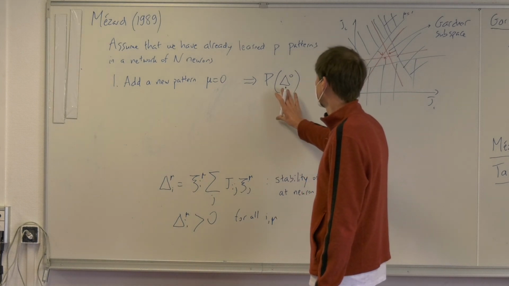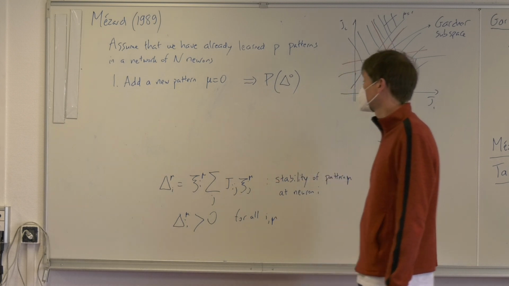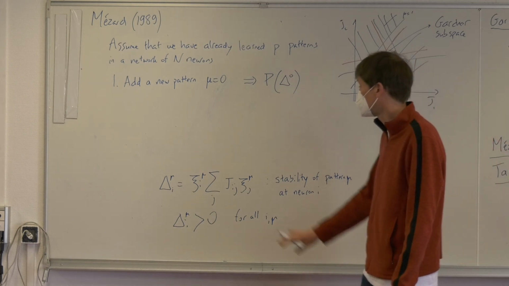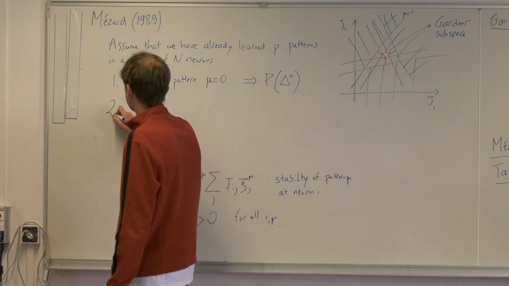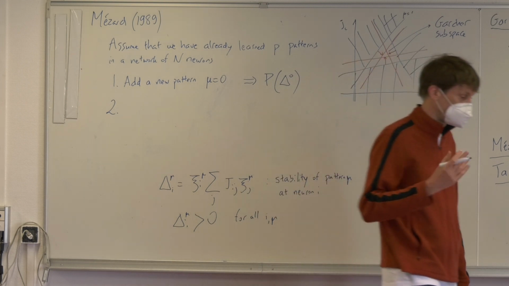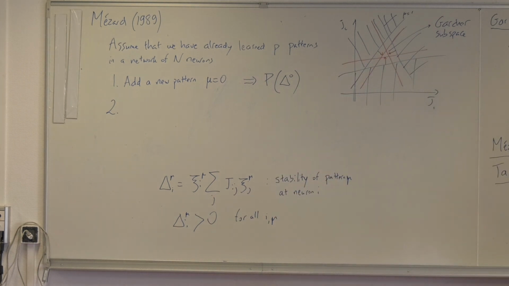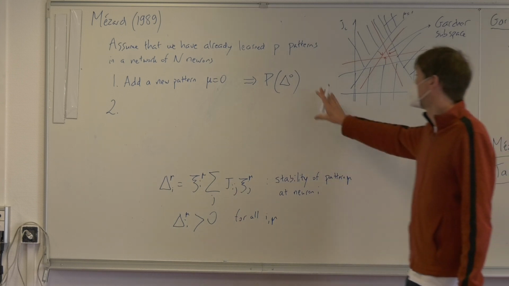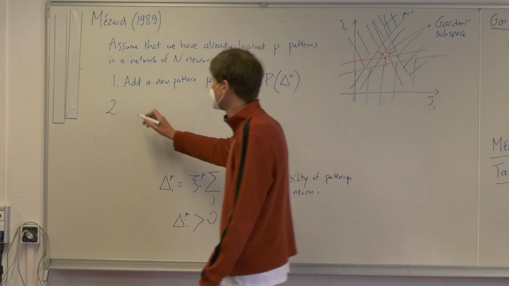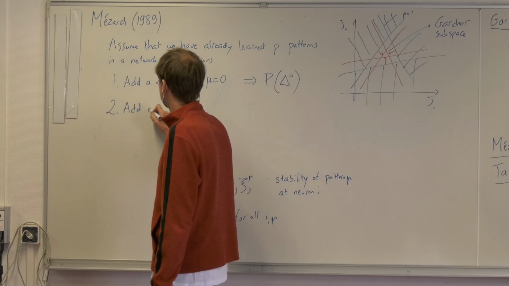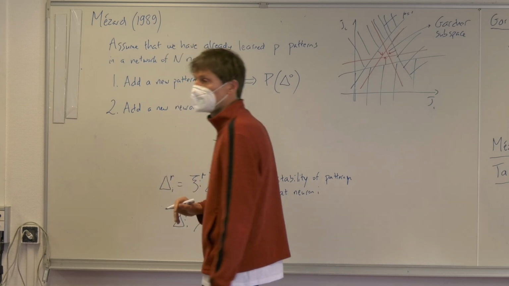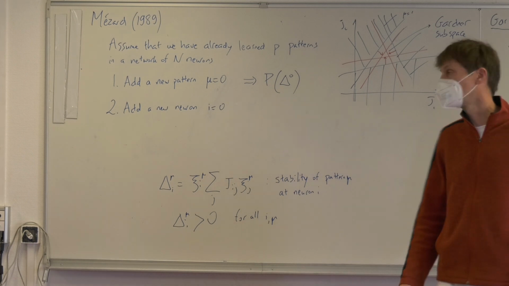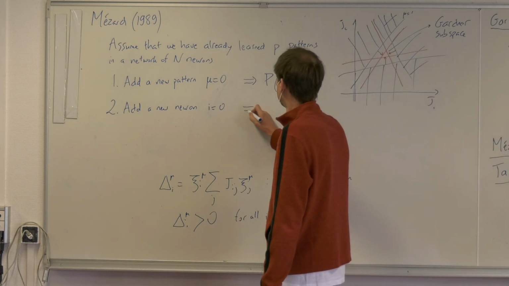Okay. However, we'll see that the distribution of stabilities depends on the synaptic weights. Okay, and so we now need to compute in fact the distribution of synaptic weights to be able to fully compute the distribution of stabilities. So to do this, we'll add a new neuron, and again I will call this new neuron i equals 0.